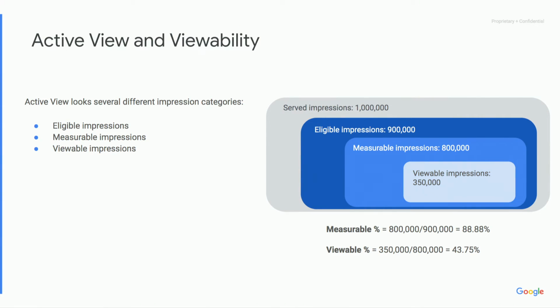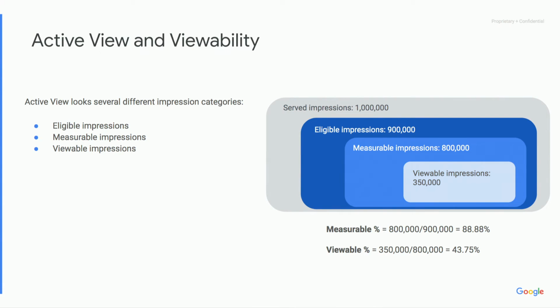So Active View and viewability. Let's talk through an example of Active View. Eligible impressions are those that are associated with an Active View enabled ad tag that have successfully communicated with Google servers. Measurable impressions are those that, out of all eligible impressions, can actually be measured with Active View technology. Viewable impressions are those that, out of all measurable impressions, were considered viewable based on Media Rating Council standards.